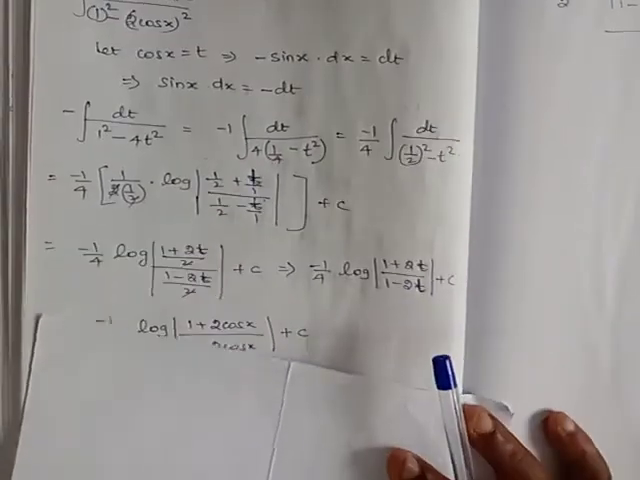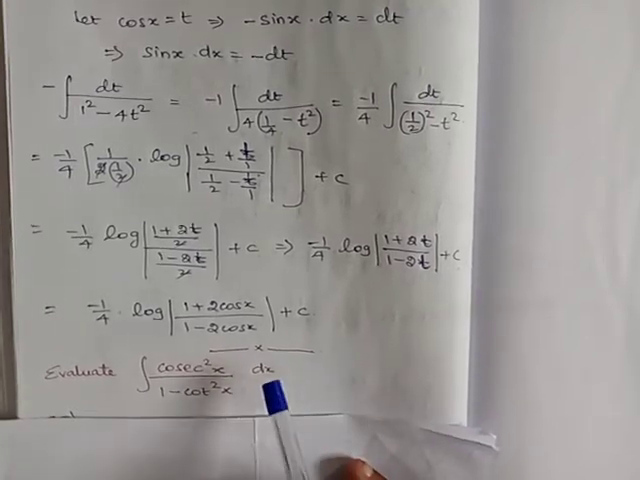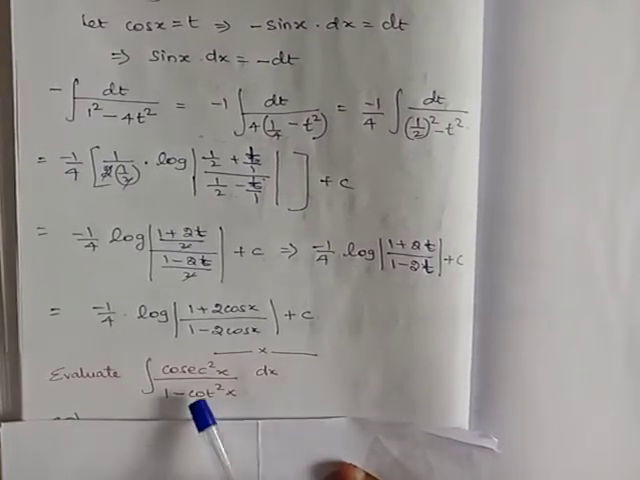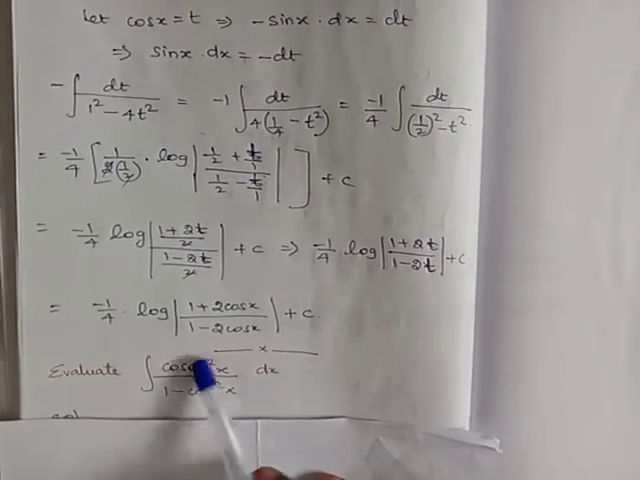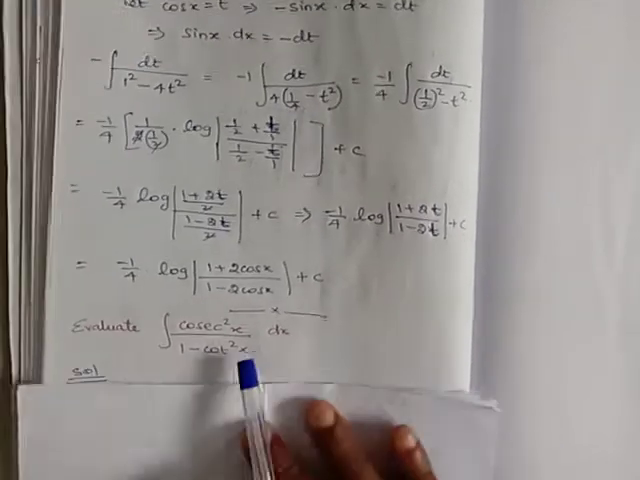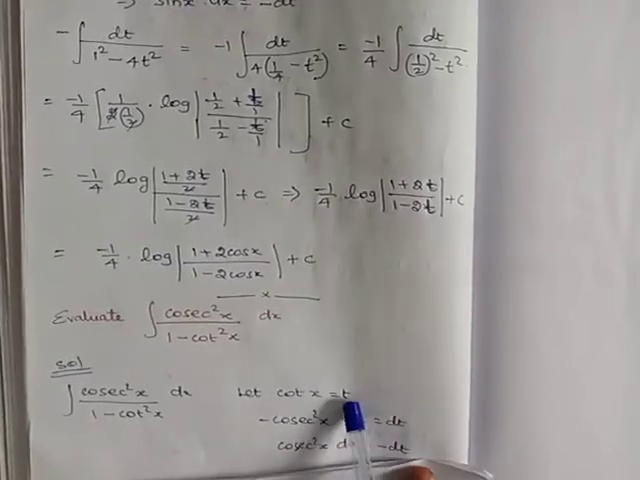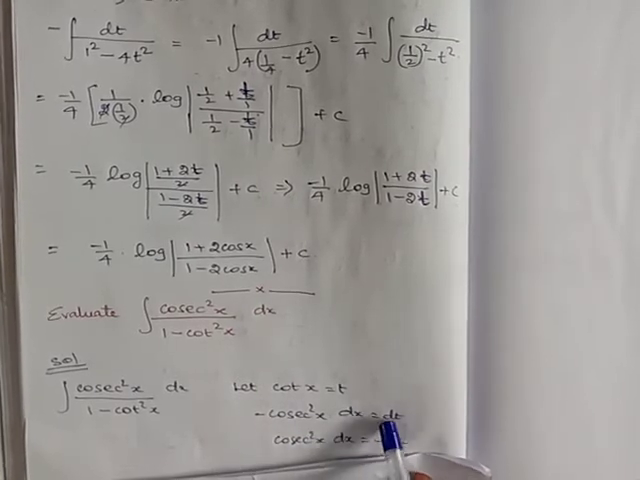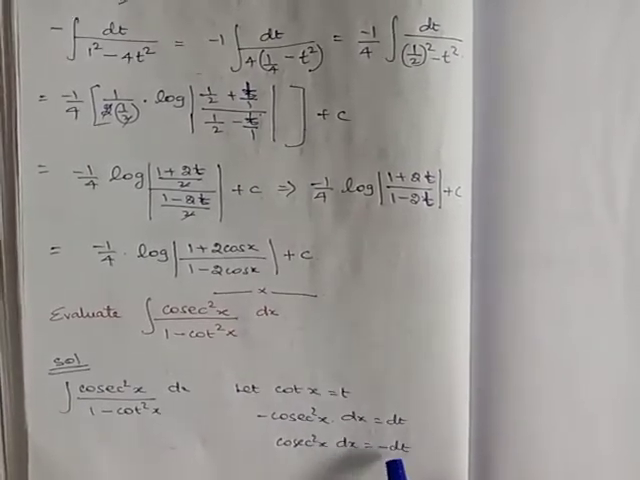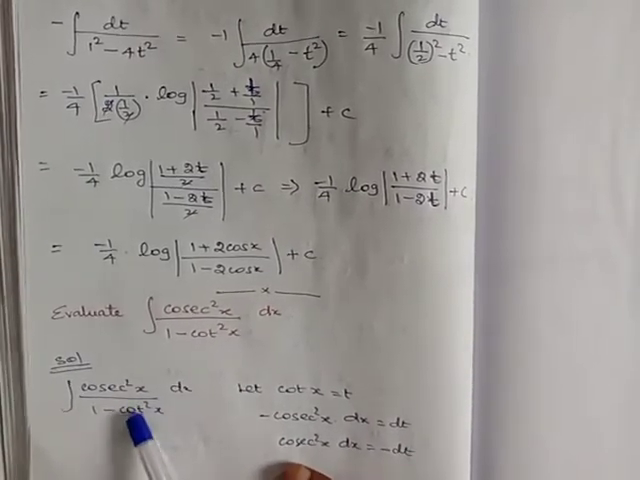Next we move on to the next question. Again here also we will use the substitution technique as well as this special type, because here we have cot square and cosecant square. We will convert this in terms of t square so that it becomes a quadratic without middle term. So what we can do is take cot x as t. When we do derivative on both sides, we get minus cosecant square x dx is equal to dt. When we transfer this minus sign, we get cosecant square dx is equal to minus dt. In this place we can substitute minus dt, and 1 minus, in place of cot we can substitute t.